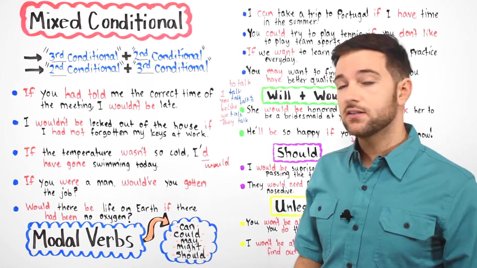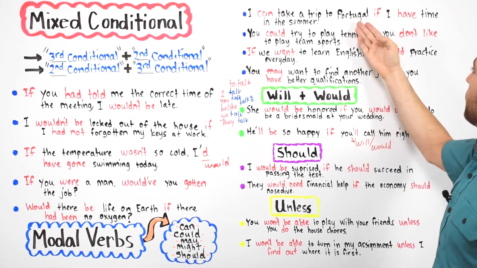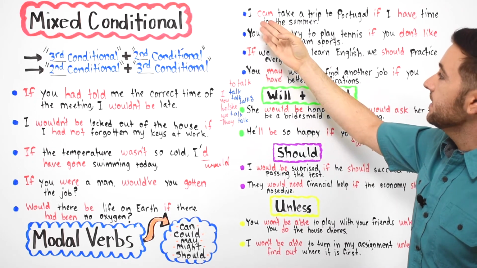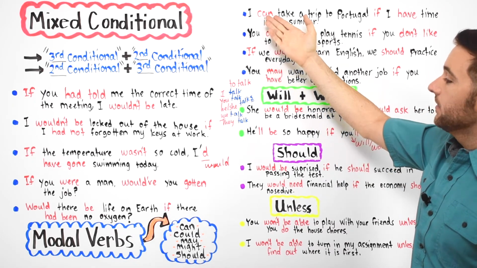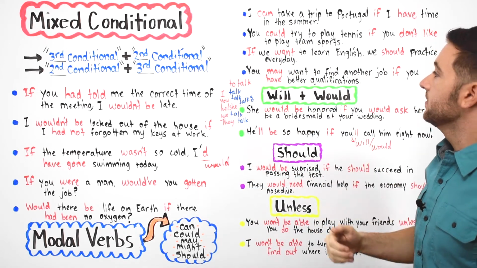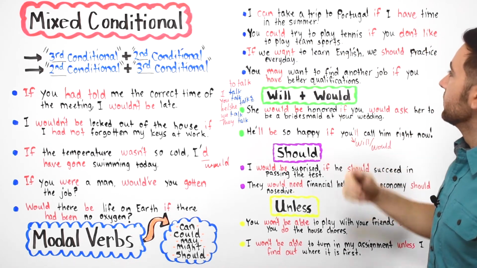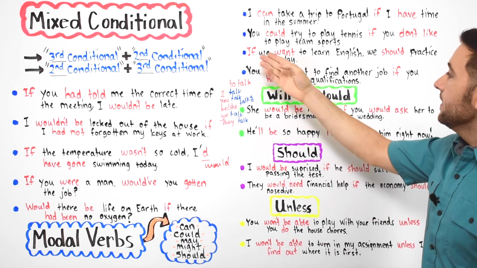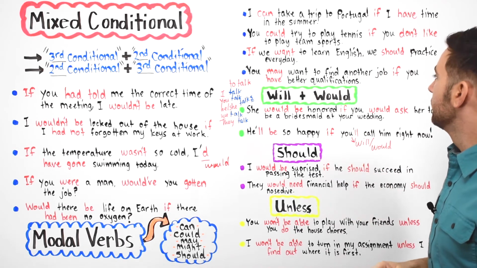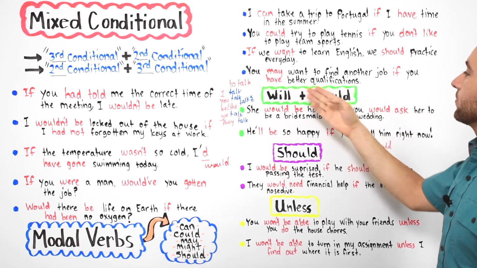So let's go ahead and look at these examples that we have here. I can take a trip to Portugal if I have time in the summer, okay? So we're replacing will or would with the verbs that we have down here, the modal verbs are replacing will and would. You could try to play tennis if you don't like to play team sports. Okay? If we want to learn English, we should practice every day. And you may want to find another job if you have better qualifications.